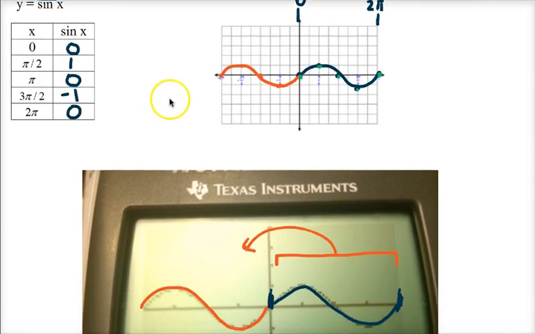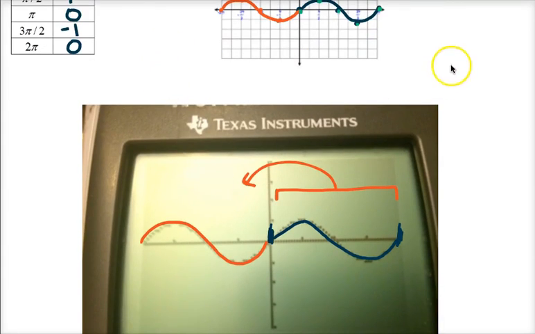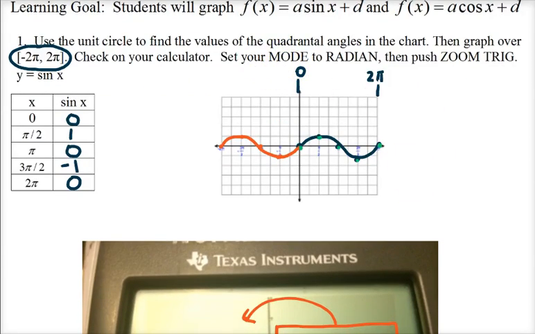In order to get your graphing calculator to show this image, you're going to want to make sure that you set your mode to radians and then push zoom trig.